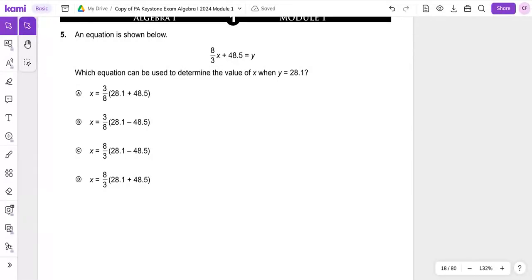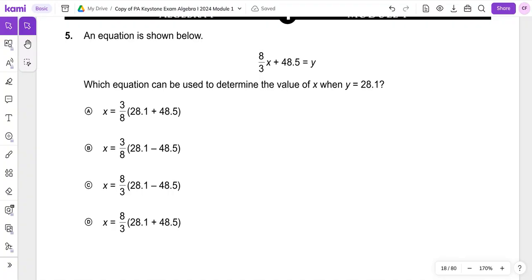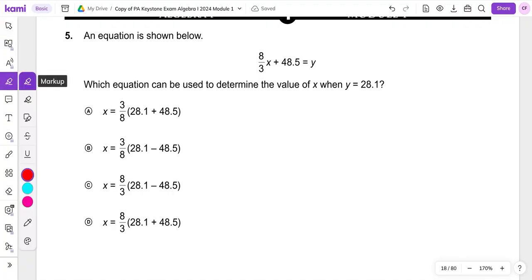An equation is shown below. 8/3 x plus 48.5 equals y. Which equation can be used to determine the value of x when y equals 28.1? So this is going to require some substitution here.